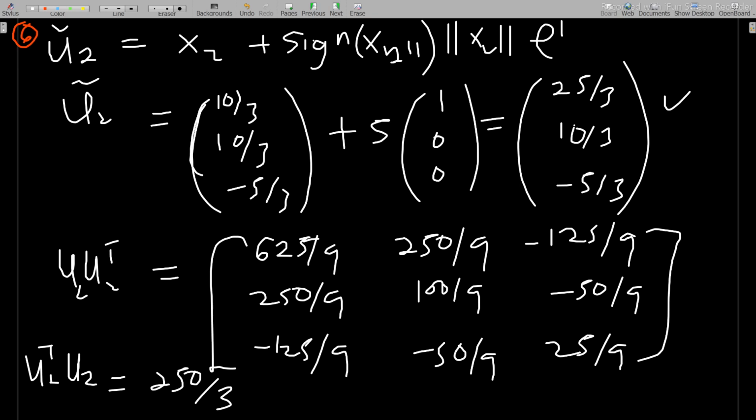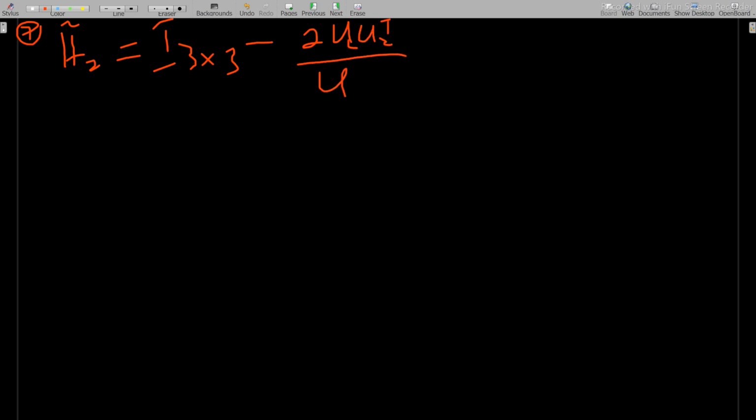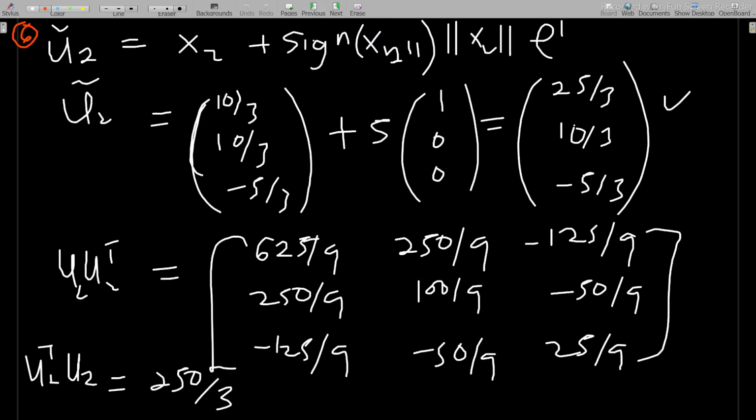Now I come and write my H2 tilde, which is equal to I 3 by 3, since we've changed everything to 3 by 3, minus 2 u2 u2 transpose over u2 transpose u2. You know the identity matrix, right? So let me write I3 minus 2 over, u2 transpose u2, we had 250 over 3, right?